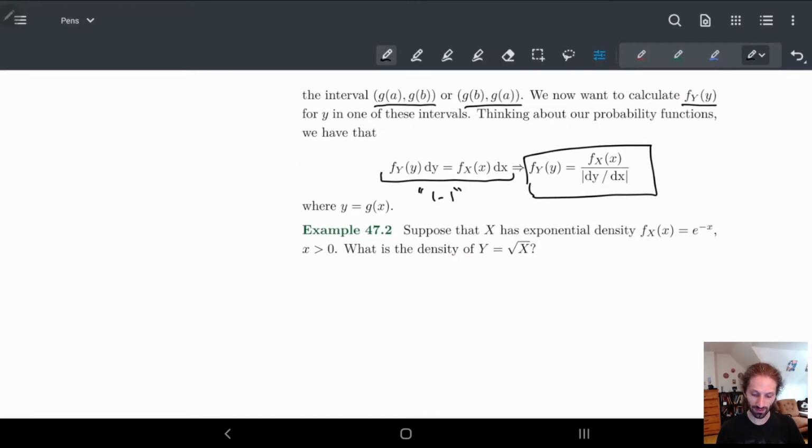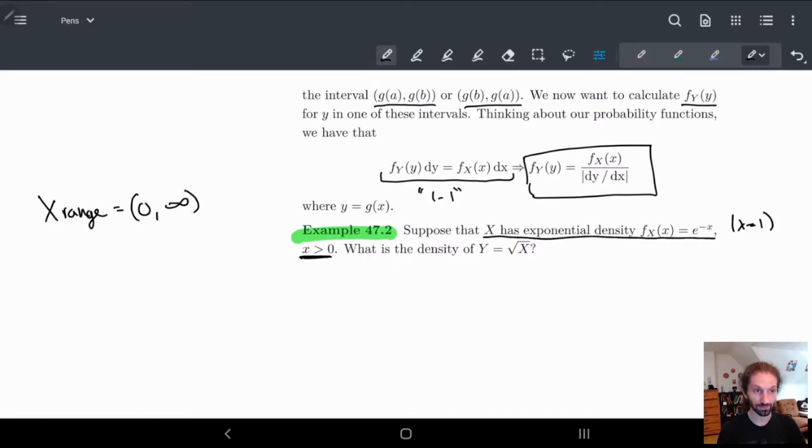So let's use an example and see where this comes from, or how this works. Here we're going to assume x has exponential density, so f sub x is equal to e to the minus x. Here lambda is equal to 1, and we're assuming x is greater than 0. So this is our range: the x range is equal to 0 to infinity.